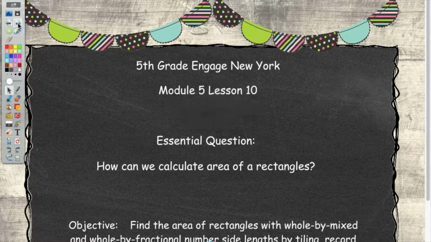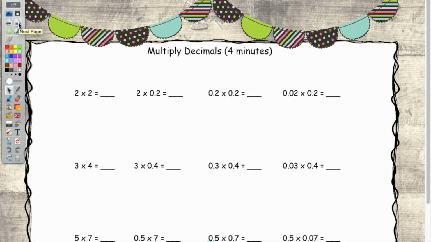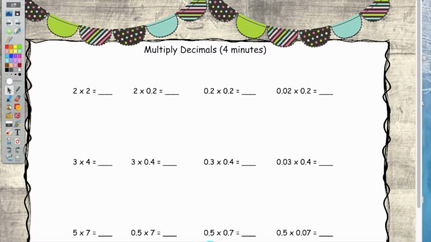We're talking about the area of rectangles. We've got some warm-up activities that we need to work on. Now, this kind of goes into Module 1 just a little bit, where we multiplied decimals. But when you're doing this, I want you to follow my trick.